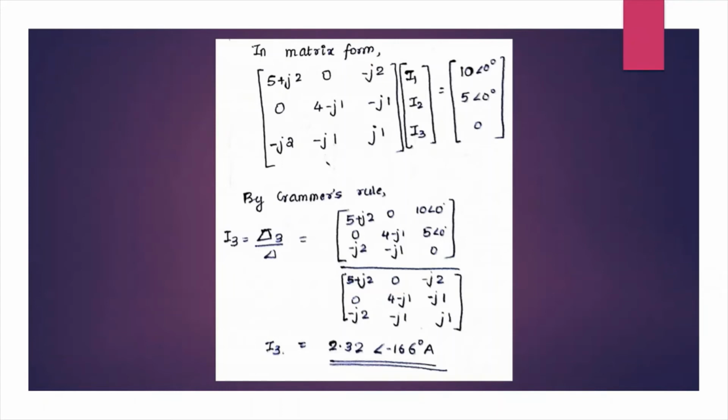We will use the matrix method and Cramer's rule in order to find out only I3. We need not waste time to find out I2 or I1. So using Cramer's method, we can just use a calculator, and you will get the answer I3 is equal to 2.32 angle minus 166 degree.